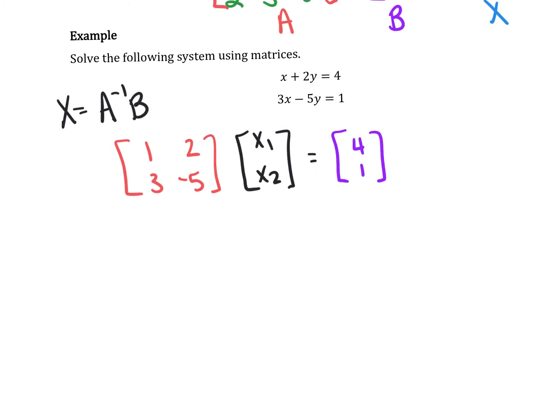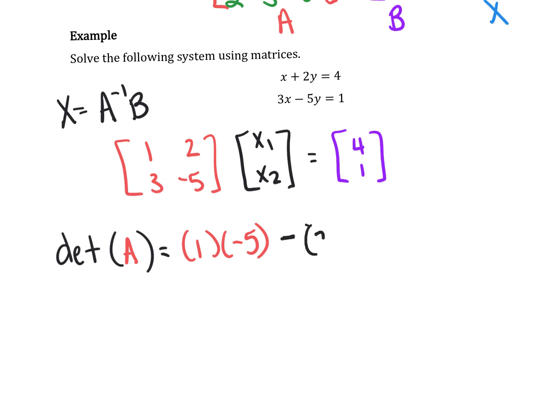And to find A inverse, we're going to use the determinant for a 2 by 2. And remember, we find the determinant of my A matrix by multiplying A times D. So we're going to multiply 1 times -5, and we're going to subtract off B times C, so we subtract off 2 times 3. When we do that, 1 times -5 is -5. 2 times 3 is 6, so it'll be -5 minus 6. That is -11. So the determinant here is -11.